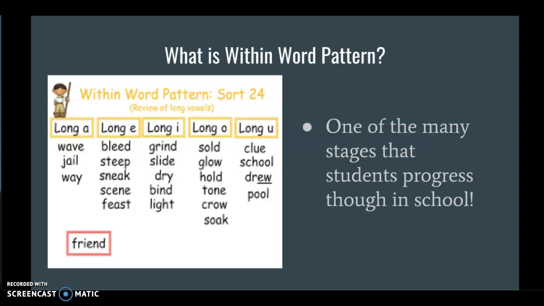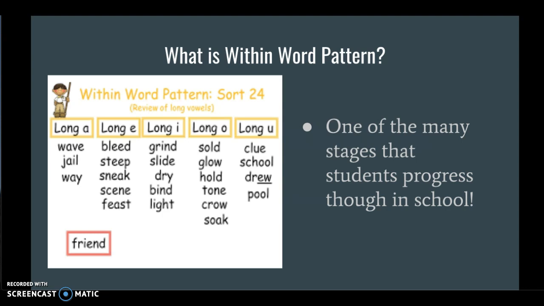So what is with the within word patterns? The within word pattern stage is a transitional stage of literacy development between the beginning stage, when students' reading and writing are quite labored, and the intermediate stage, when they can read and write a variety of genres more fluently. Our students are just starting to be in this stage around first, second, and third grade. This is just one of the many stages that our students are going to progress through in school.